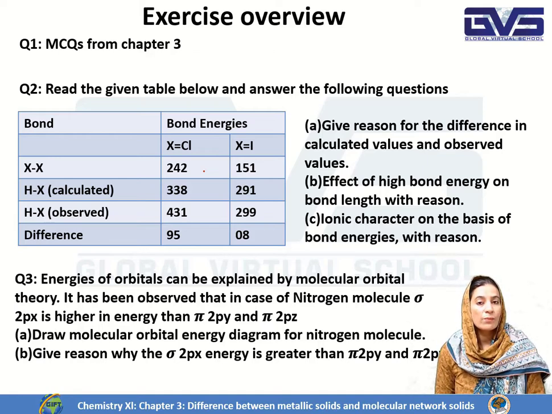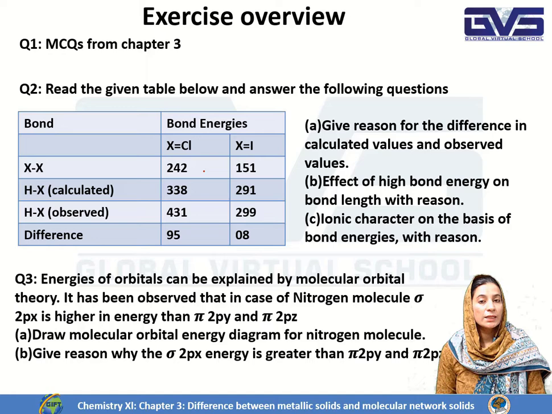So as the ionic character decreases, bond energy decreases. Ionic character increases due to more difference of electronegativity. Then they require high energy to break the bonds, so they have high bond energy.